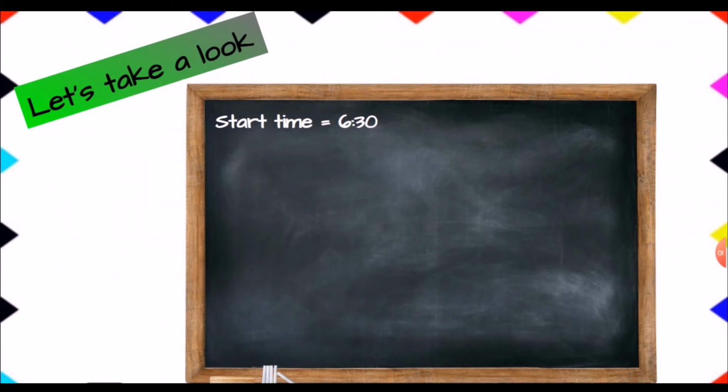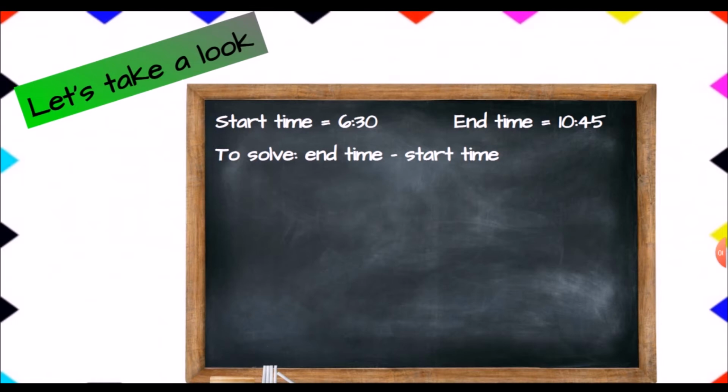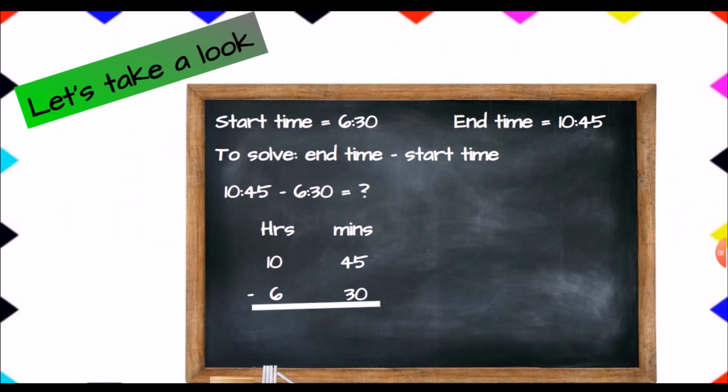So first of all, we need to know our start time, which is 6:30, and our end time, which is 10:45. Then, in order to solve this problem, we are going to take away the start time from the end time. So I'm going to go ahead and write 10:45, take away 6:30. So we're going to set out the problem using hours and minutes. So I'll write up my column, and below this I'm going to put 10 hours 45 minutes, and below that 6 hours 30 minutes, and I'm going to go ahead and take away.